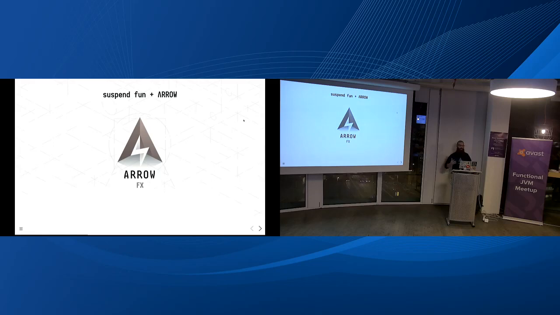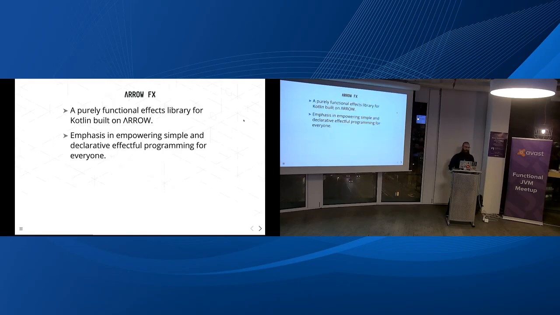So suspend and Arrow is Arrow Effects. And the goal of Arrow Effects is to build a purely functional effects library for Kotlin. As already mentioned, it's an accompanying library to the standard library of Kotlin, and it has an emphasis on empowering simple and declarative effects for programming.